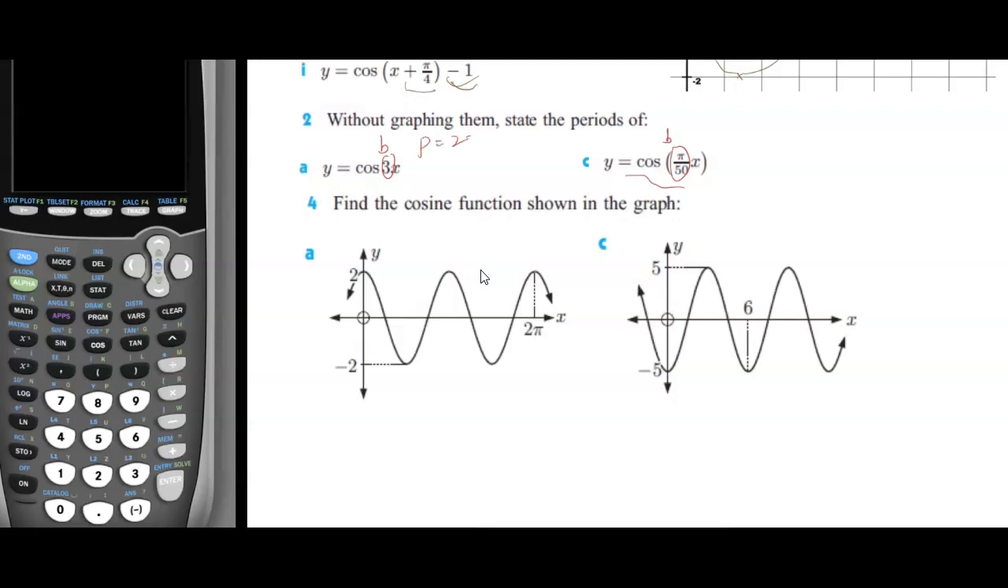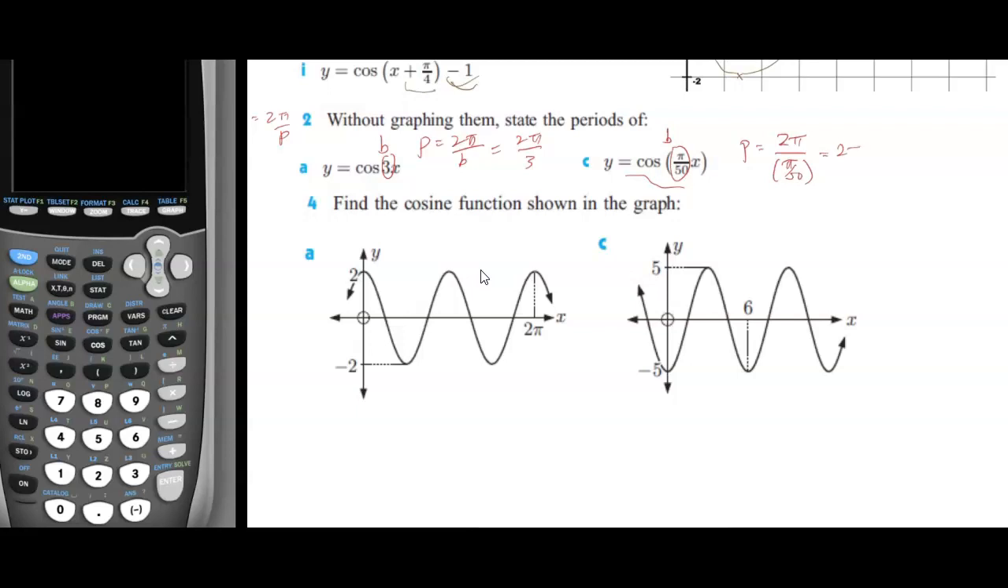P equals 2 pi over b, which is kind of the opposite of what we were doing before. Before we did b equals 2 pi over p, but you can rearrange it algebraically, and you'll see that p is also equal to 2 pi over b. And so if b is 3, P is 2 pi over 3. And if B is pi over 50, then P is 2 pi over 50.